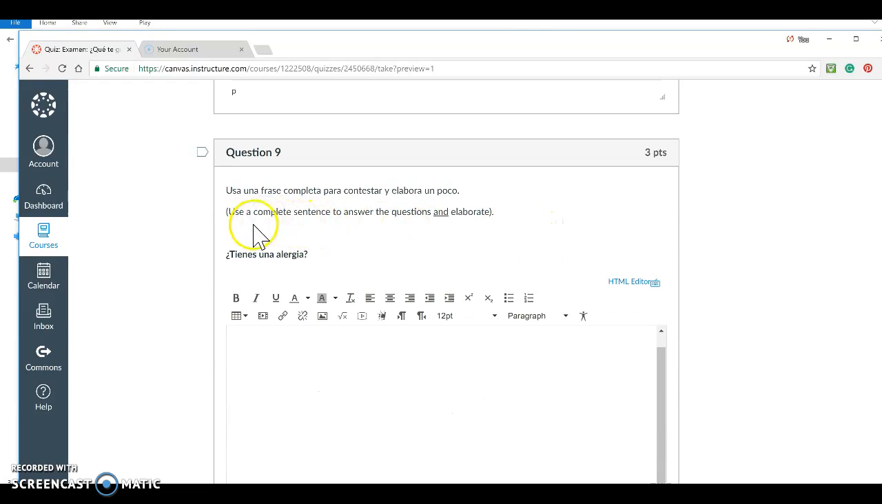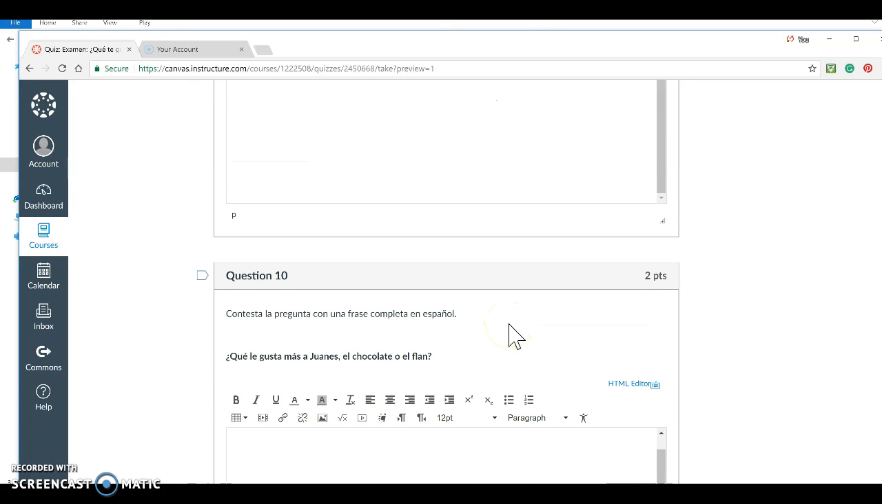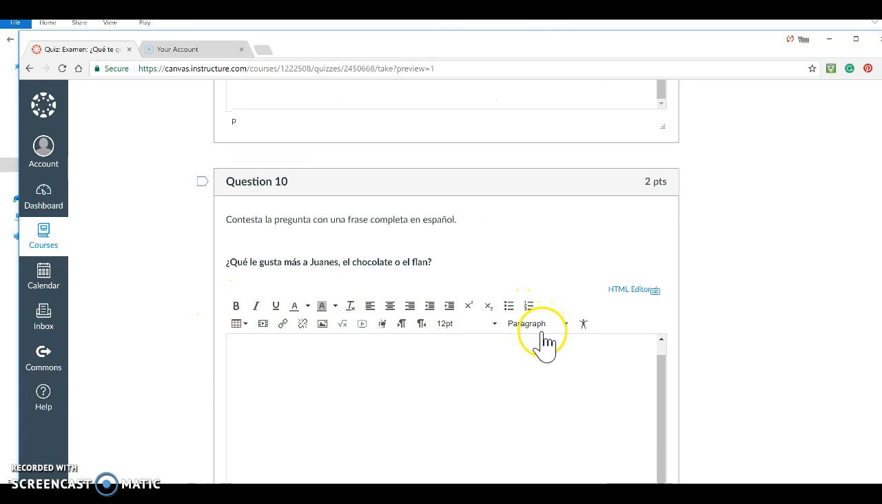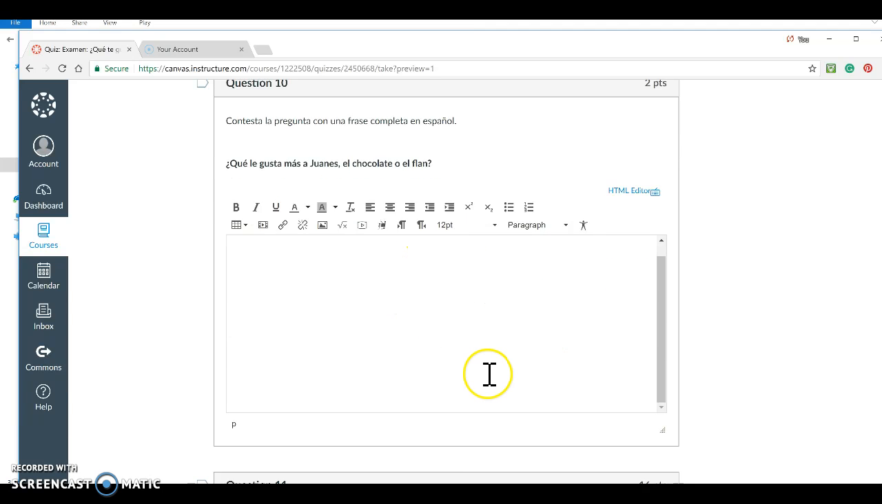And then here's just a prompt where they have to respond in a sentence and elaborate on, do you have any allergies? Same thing here. They just answer the question in a complete sentence in Spanish.